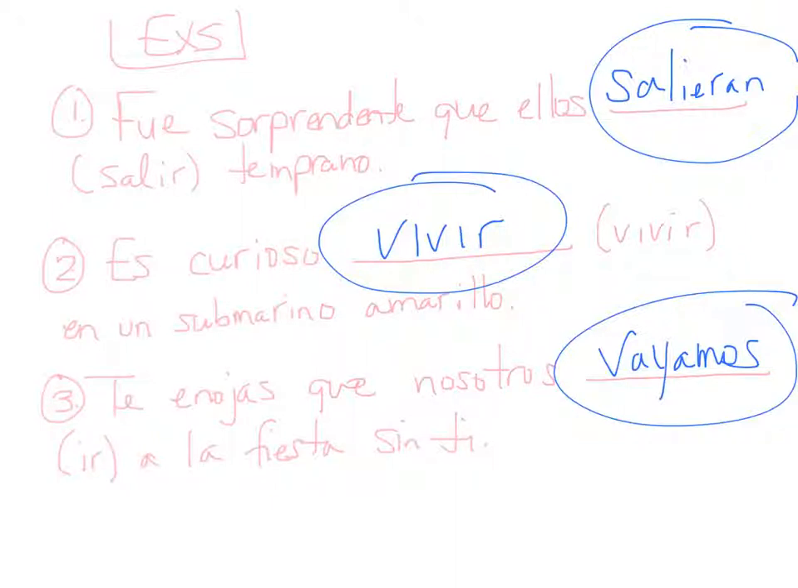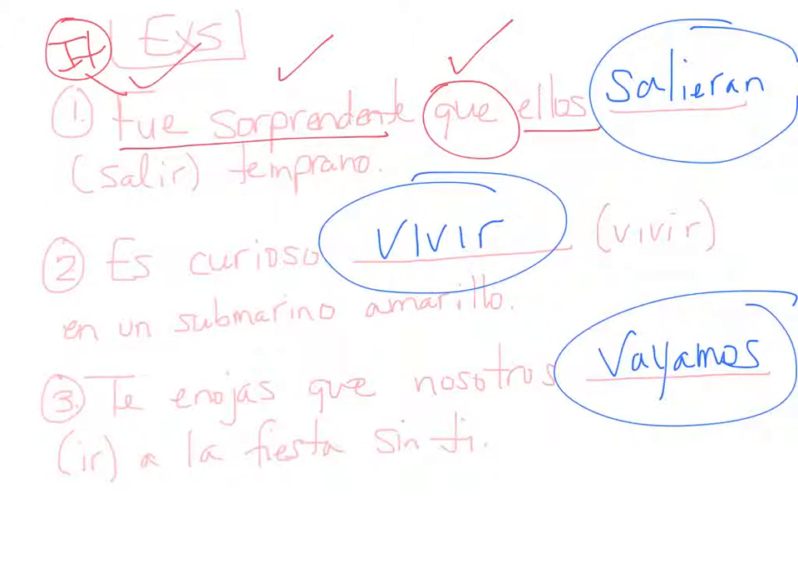Number 1, fue sorprendente que ellos salieron temprano. Do I have a subjunctive setup? Yes, I have something from the E group. Do I have a K? Yes, I do. Do I have two different subjects? Yes, it. It was surprising that. So it, and then ellos, two different subjects. What tense is the first part of the sentence in? It's in preterite, so now I need past subjunctive.